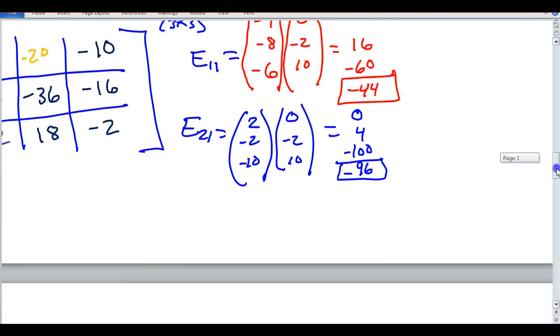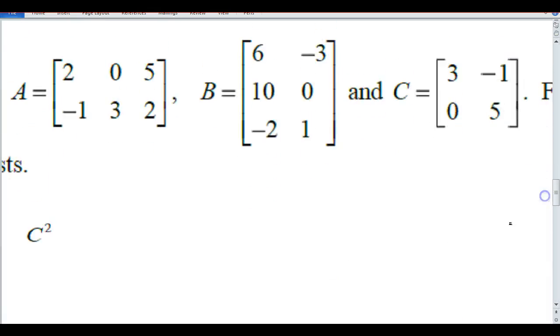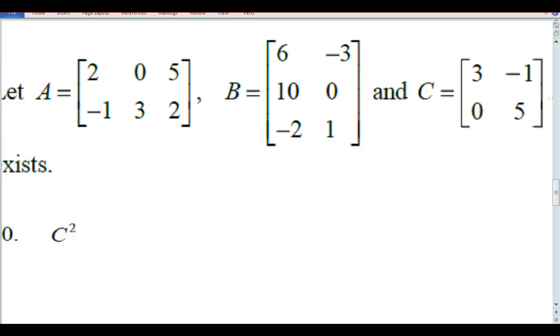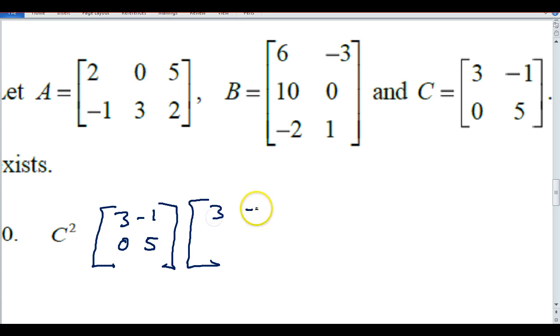Let's see what's on the back. Okay, we've got a few problems on the back. C squared, that means multiplying matrix C by itself. So we need to take this matrix, which is 3, negative 1, 0, and 5, and multiply it by itself. Okay, 3, negative 1, 0, and 5.